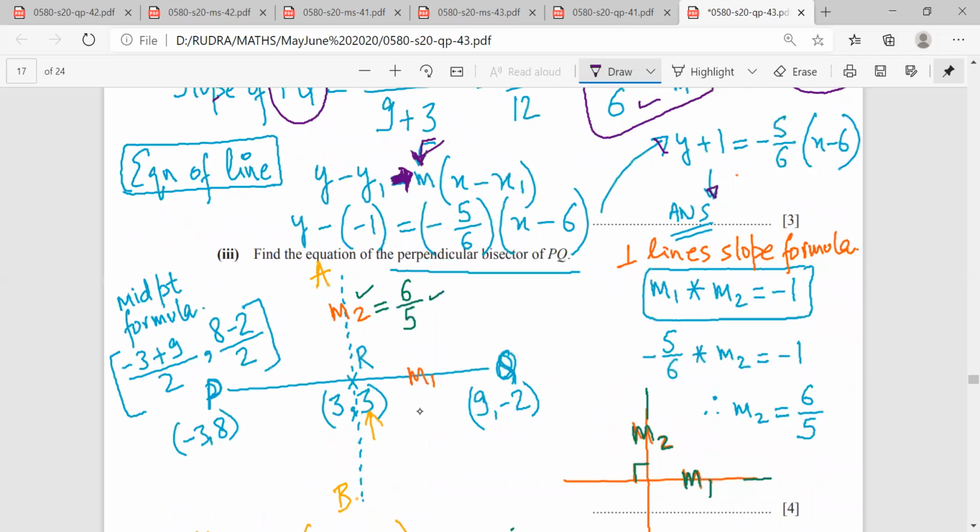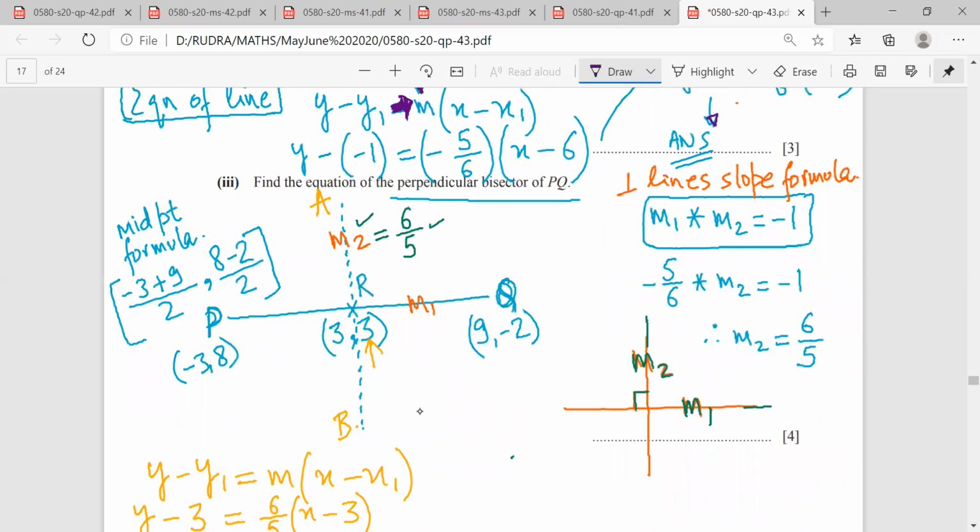The next part is find the equation of the perpendicular bisector of PQ. So this is P, this is Q. Perpendicular bisector. The property of a perpendicular bisector is that it is at 90 degrees and it also bisects the line. So this point R, this would be my perpendicular bisector AB.